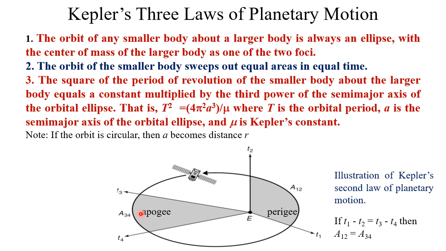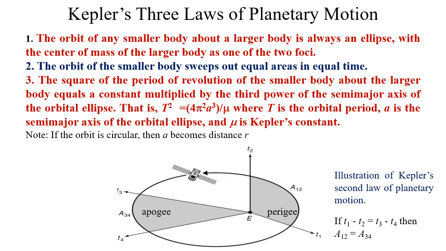According to Kepler's second law, this A12 and A34 will be the same if t2 minus t1 and t4 minus t3 are the same. That means within the same time gap, the satellite sweeps an equal amount of area, which is nothing but Kepler's second law.